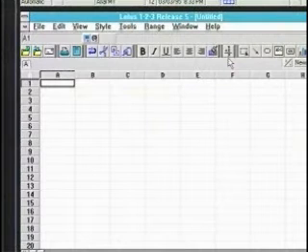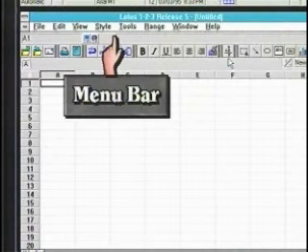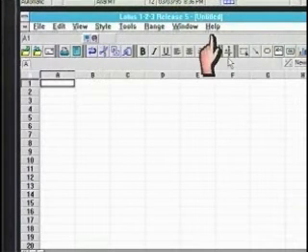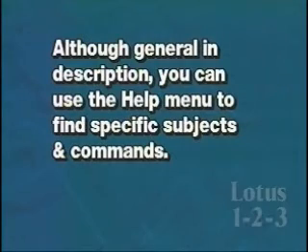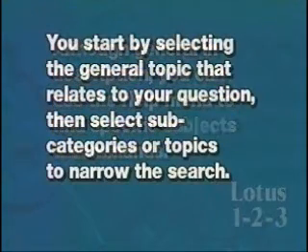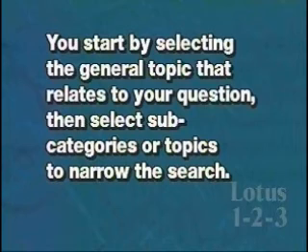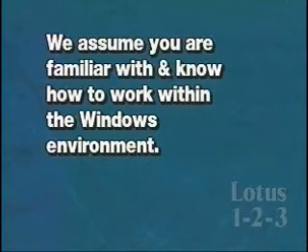Just below the title bar is the menu bar. The pull-down menus that appear on this bar allow us to select almost any option within this program. At the far right of this menu bar is the ever-present Help menu. Although general in description, you can use the Help menu to find information on very specific subjects and commands. You start by selecting the general topic that relates to your question, then select subcategories or topics to narrow the search. Again, viewers, we assume you are familiar with and know how to work within the Windows environment.